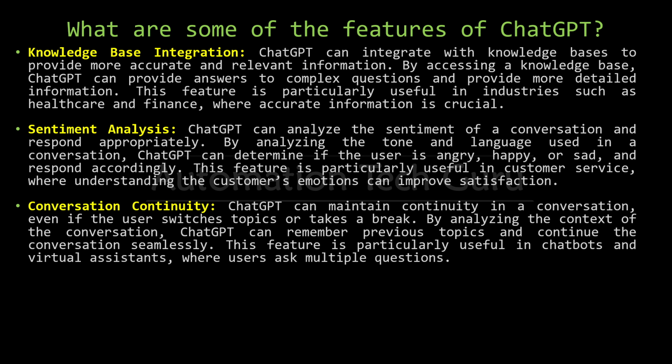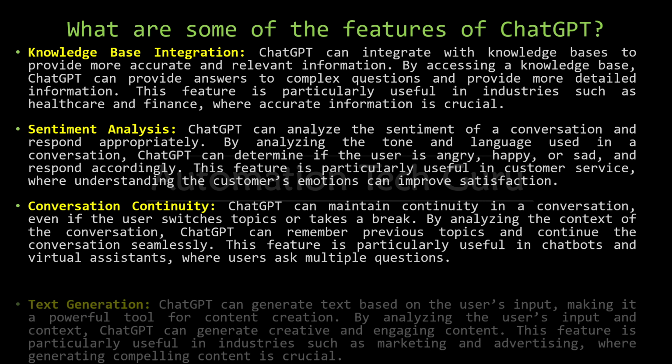Conversation continuity. ChatGPT can maintain continuity in conversation even if the user switches topics or takes a break. By analyzing the context of the conversation, ChatGPT can remember previous topics and continue the conversation seamlessly. This feature is particularly useful in chatbots and virtual assistants where users ask multiple questions.